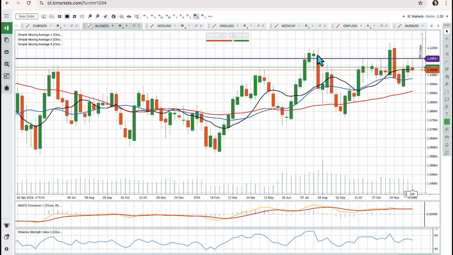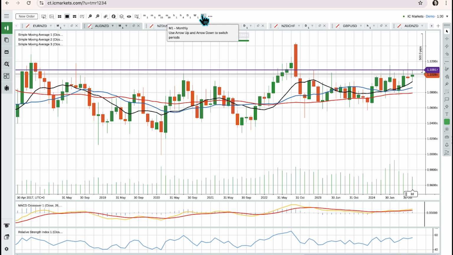We can see that even though we had deeper pullbacks over here, we are making higher highs on the bigger picture. So if we take a look here on the monthly chart, we can see that the monthly chart is in an uptrend, albeit with a lot of rejections of this high.